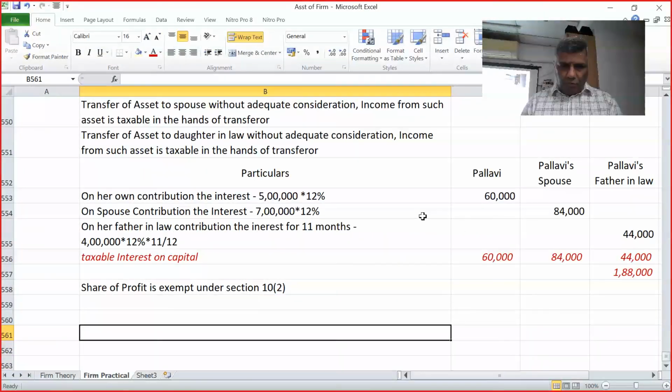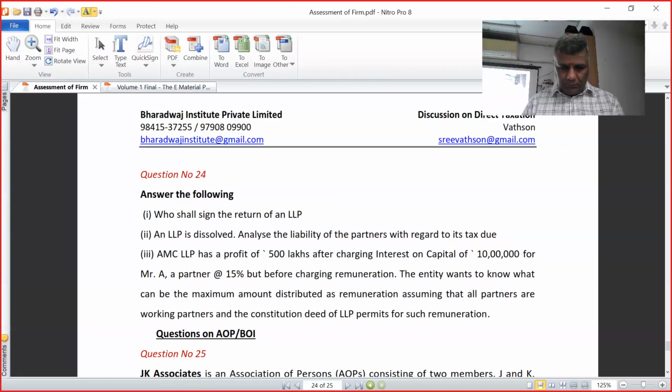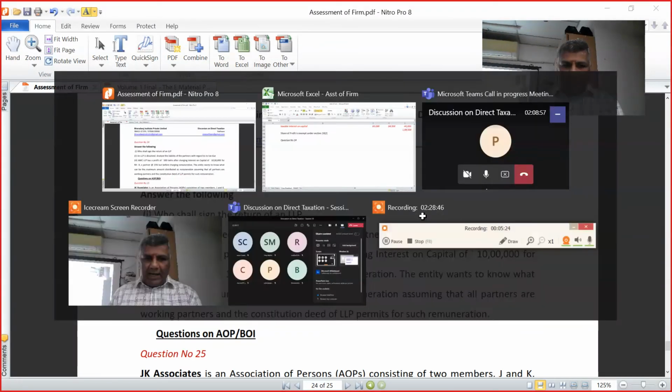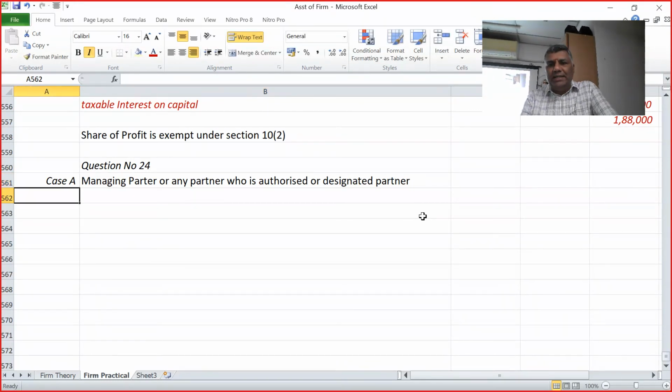Question number 24. Who shall sign the return of LLP? Managing partner or any partner who is authorized, or the designated partner. In LLP, there is a concept called designated partner. Designated means who has been appointed. Since sometimes some partners will be outside India, they need to appoint a person to represent them in India. That is known as a designated partner. Okay. This question came in the year in which LLP was introduced into the law. Because you will wonder why such a small question.